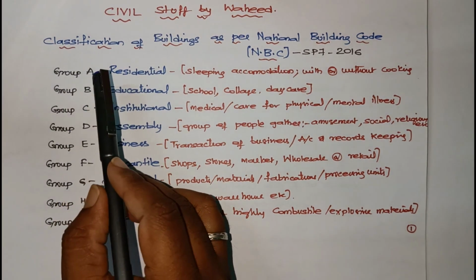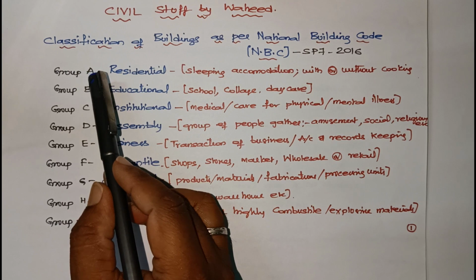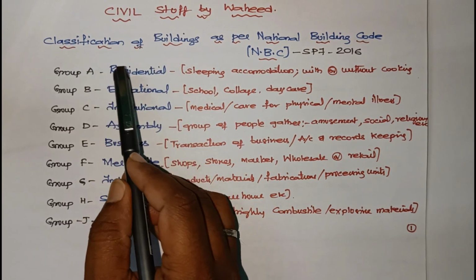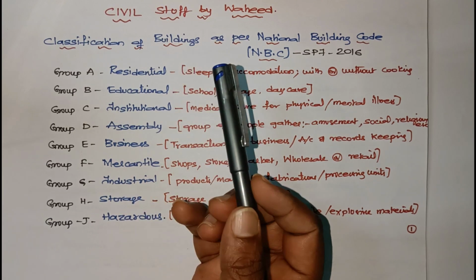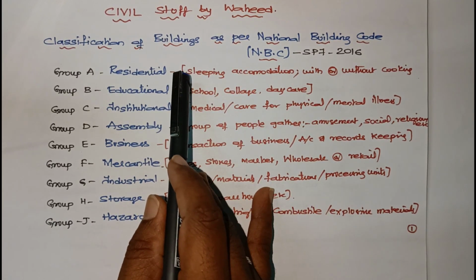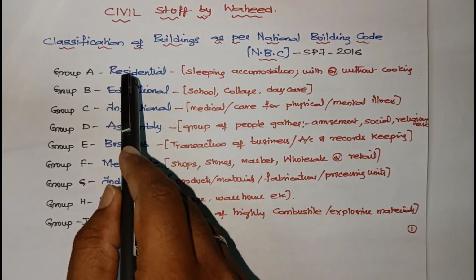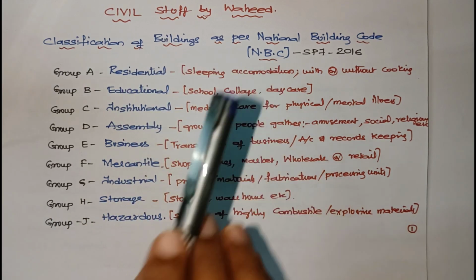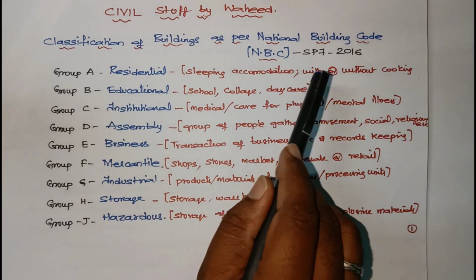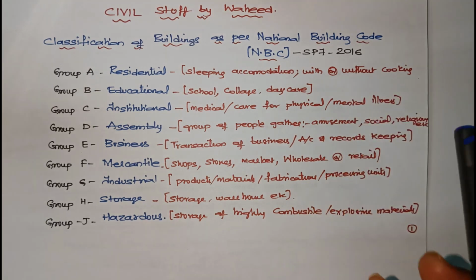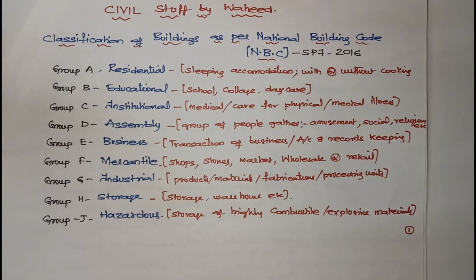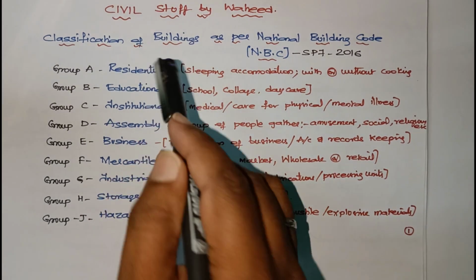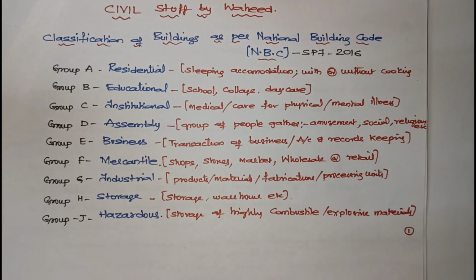Whereas when you talk about group A, it is called a residential building. What does this residential building actually mean? It means a building which has sleeping accommodation with or without cooking, or with or without dining. That comes under residential building. Again, these have been categorized, and we'll see that in the further slides.